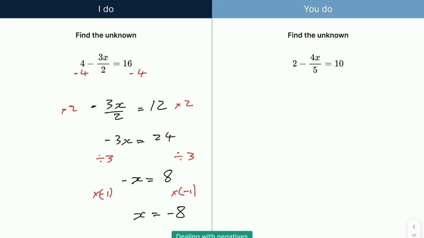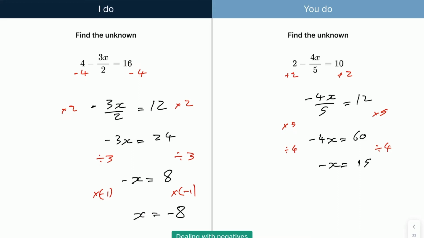So again, hopefully you've pressed pause and had a go at this example on the right. So plus 2 here, plus 2 here. I'll go through this a bit quick. Minus 4x, so just remember to bring the minus with this, is 12, times each side by 5 to get rid of that, which gives us minus 4x is equal to 60. Divide each side by 4, so that'll be 60 divided by 4, which gives us 15. And remember, that's minus x, so we're just going to times each side by negative 1. That gives us the final answer as negative 15.